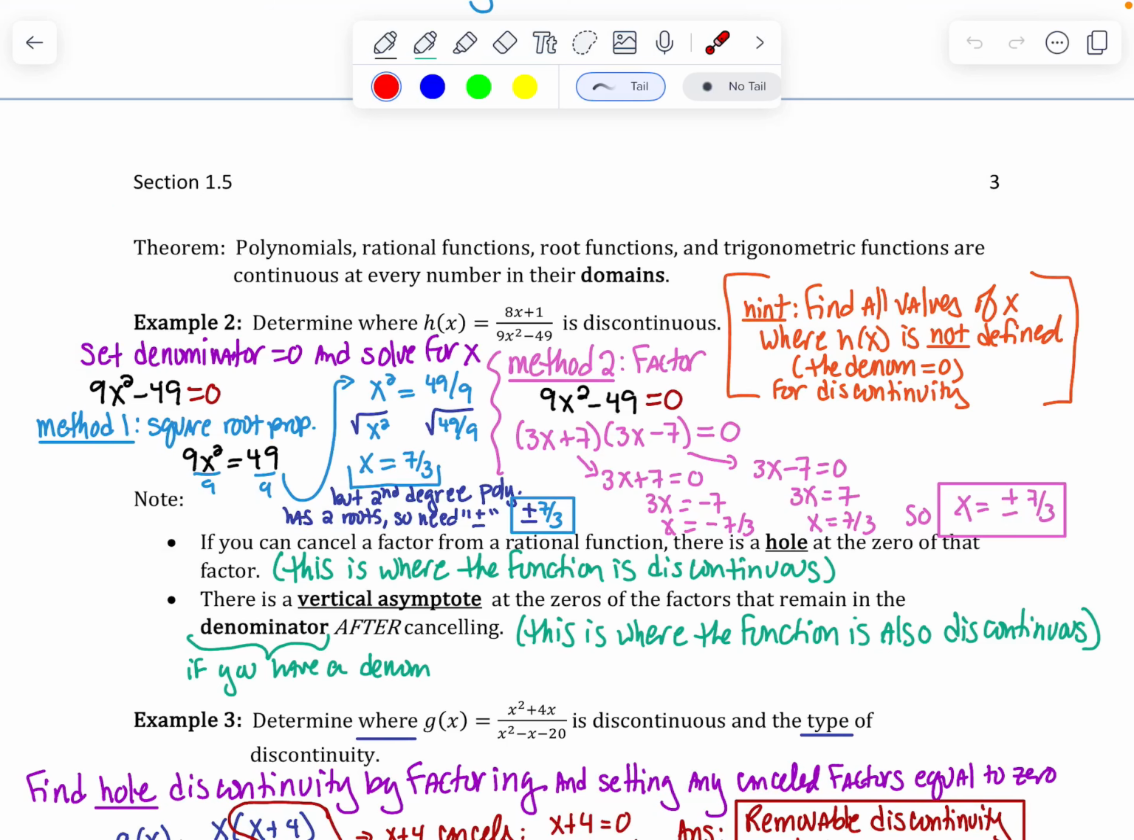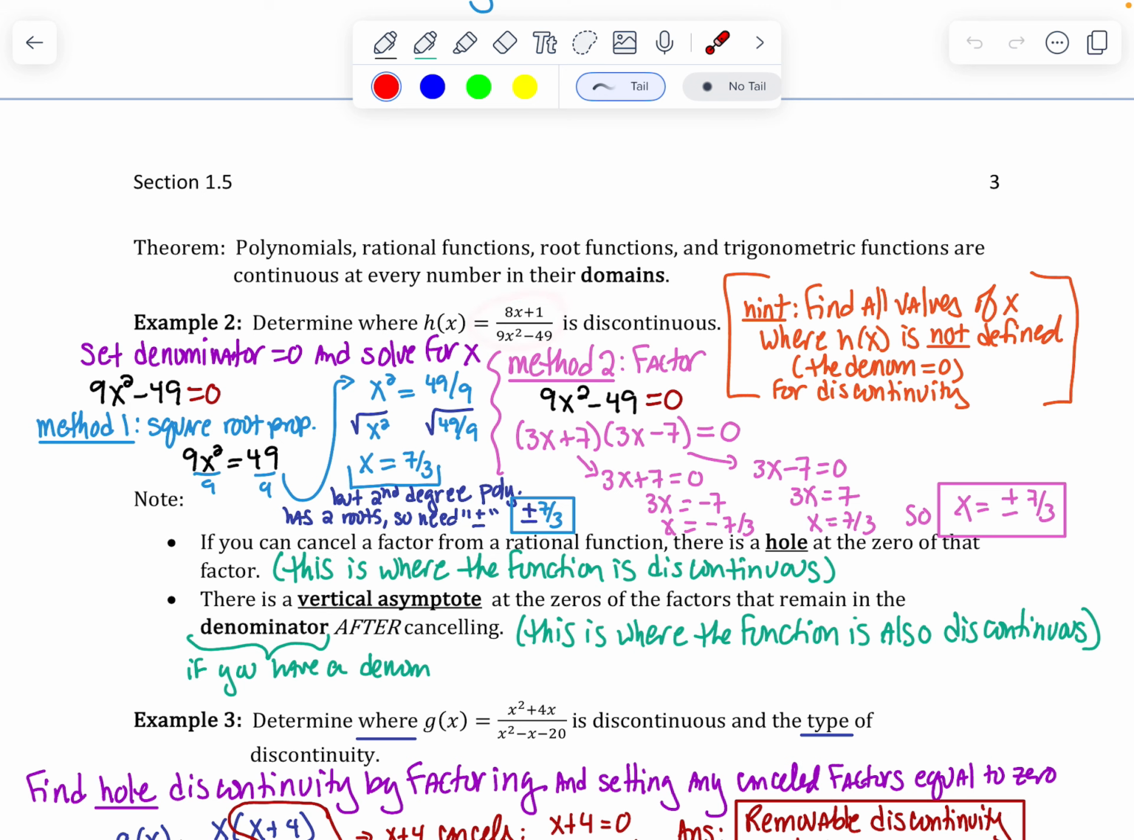So now let's look at section 1.5, page 3. We're going to begin with a theorem. The theorem states that polynomials, rational functions, root functions, and trigonometric functions are continuous everywhere that's inside of their domains. So if there is a non-domain value, then obviously they're not continuous there. So we'll start with a basic example.